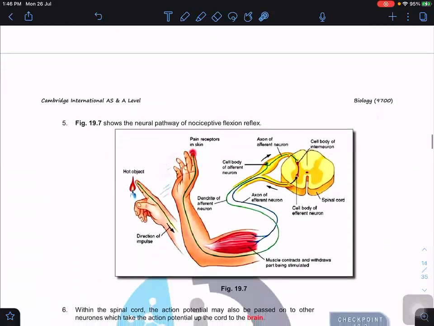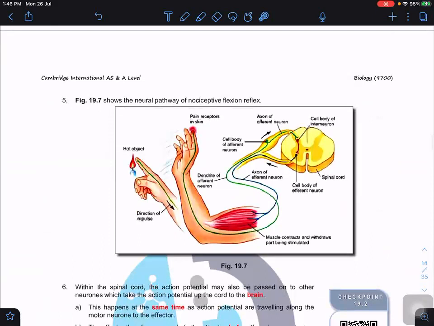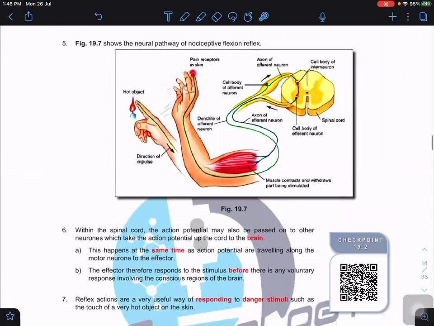So you can see that this is the nociceptive reflex. Basically, the pain from a hot object or sharp object. The pain receptor in the skin generates the action potential. The action potential will travel all the way into the central nervous system. But we know that the nociceptive flexion reflex is actually polysynaptic.